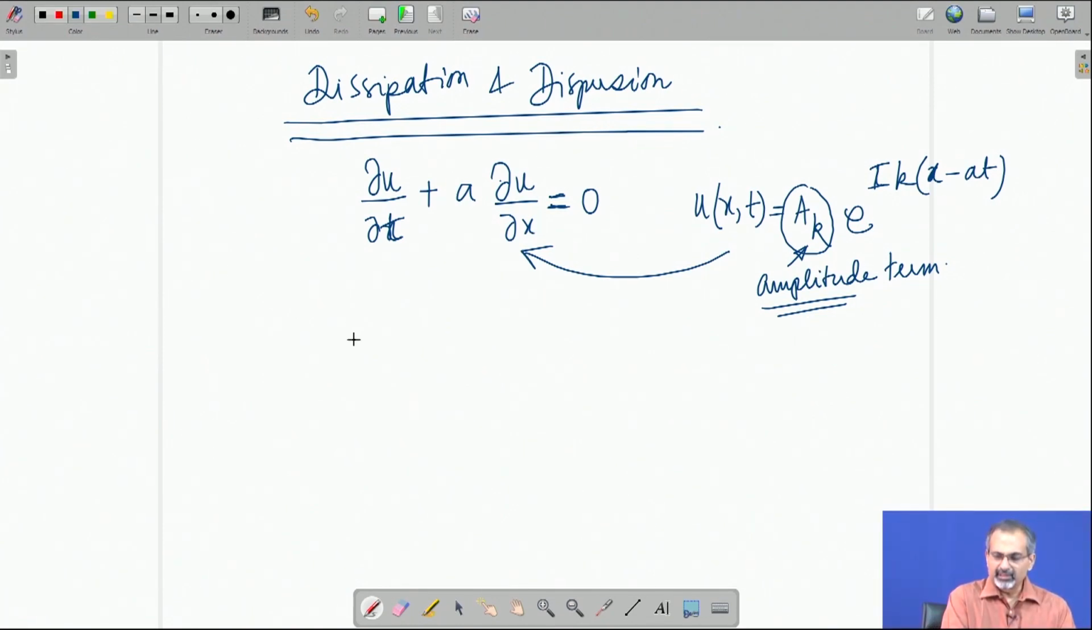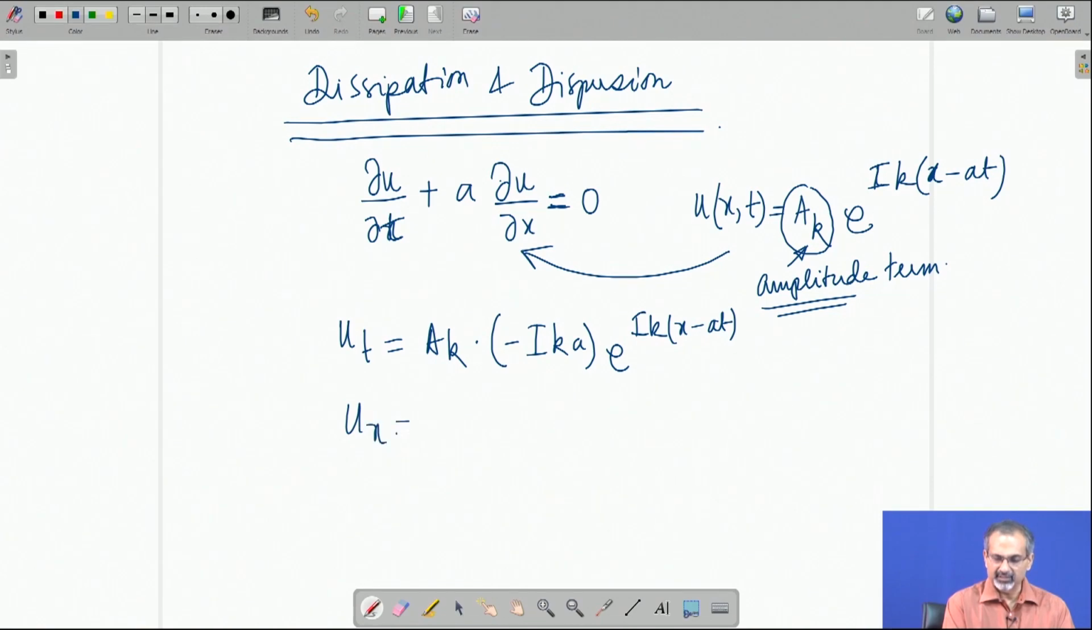Let us do it very quickly. So, if you do a time derivative, then what do you get? You get the amplitude term here, and then you will get a minus I k a into e to the power of I k x minus a t. So, this would be the time derivative, and then if you do the space derivative, you will get a k times I k into e to the power of I k x minus a t.